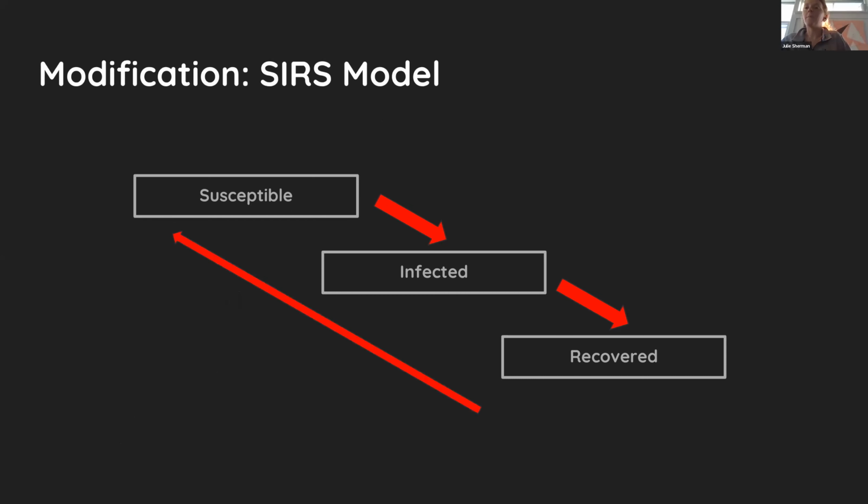We can modify it, make it more interesting if, perhaps, immunity wanes, right? We're seeing this right now in the real world with COVID. You recover from COVID, but after a while you may become susceptible and you can get the disease again. So that's what we mean by this last arrow.